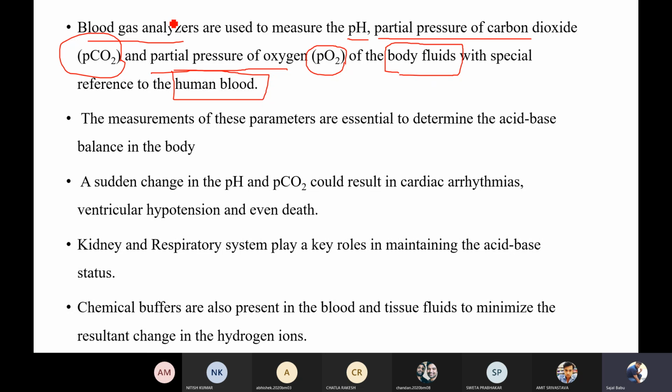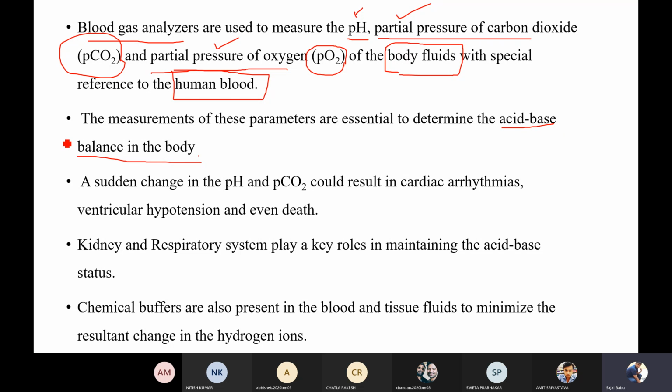So why is there a need for measuring all these three parameters? If there is no need, we are not going to measure them. The major need is that they determine the acid base balance in the body, because your body is going to have some acids and bases, and there should be a balance between the acid and base.